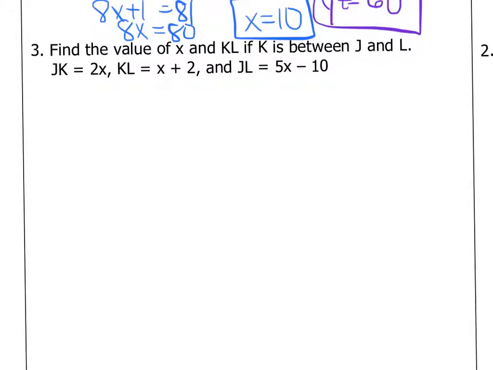Let's look at the next example. It's going to look similar. The first part reads almost identical. Find the value of x and the length of KL if K is between J and L. So that information is the first thing I'll work with. Draw yourself a picture. K is between J and L.